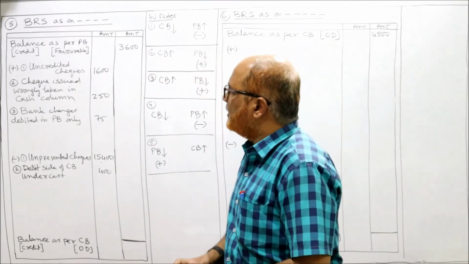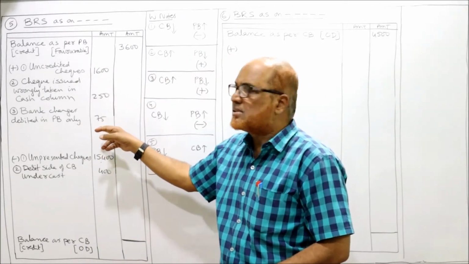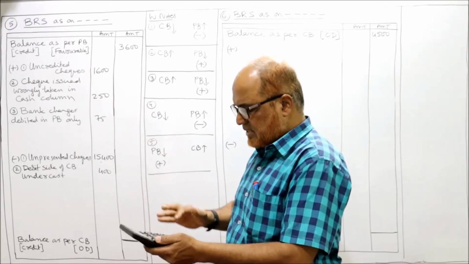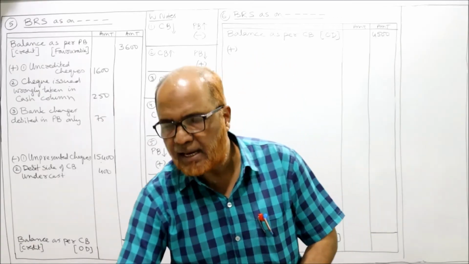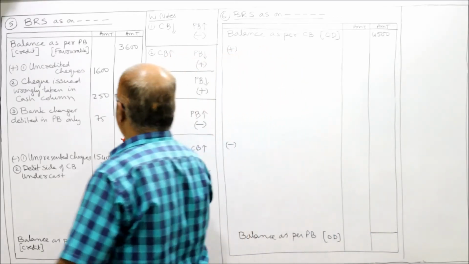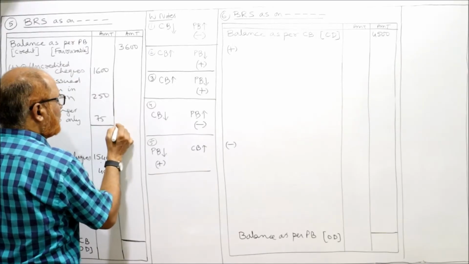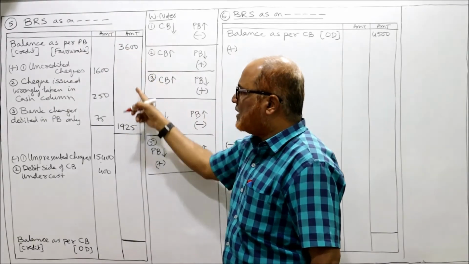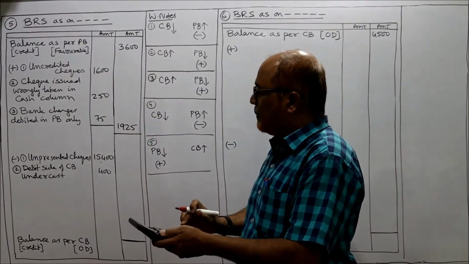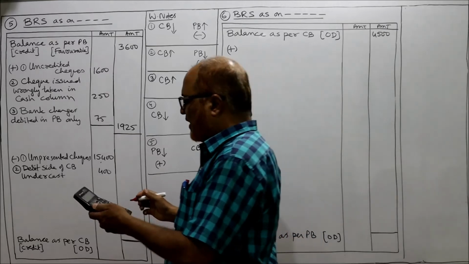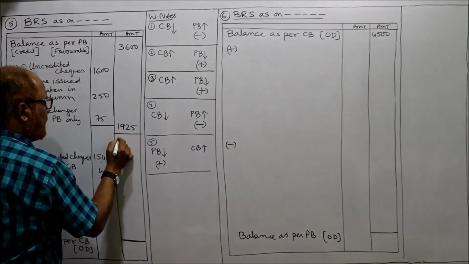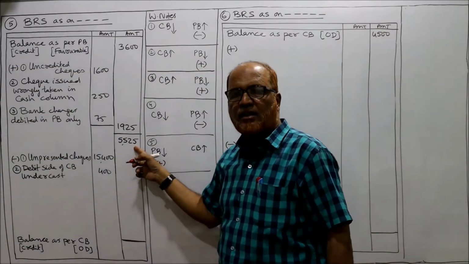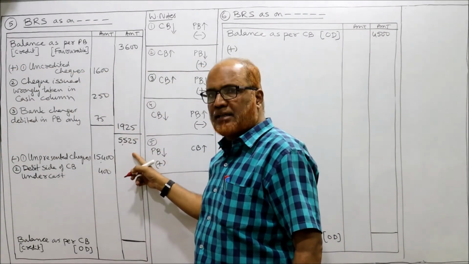Now we'll find out finally what is the total of add items. Add items are 1600 plus 250 plus 75. It comes to 1925. I am taking the total in the outer column, 1925. Now I am adding up 3600 plus 1925. So plus 3600 I am getting 5525. 5525 is the total after adding up, right?